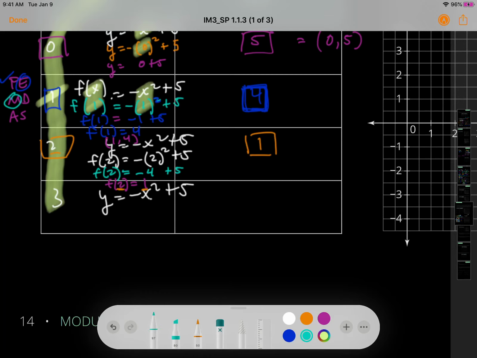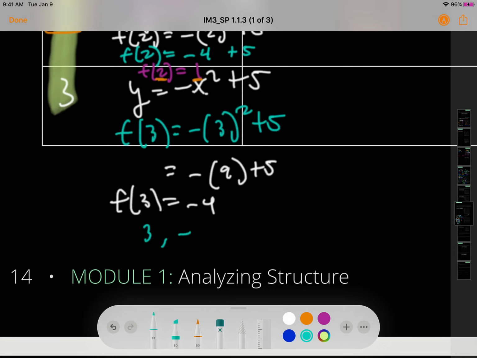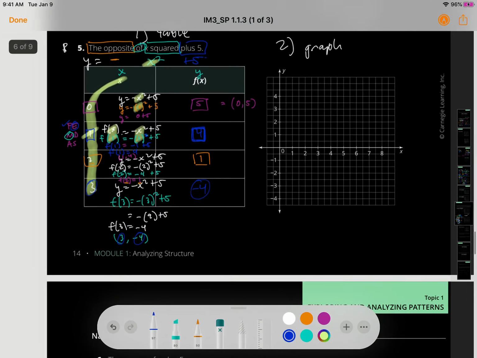All right, let's do it one more time. F of 3 equals opposite of 3 squared plus 5. So then I just simplify this. I'm going to get 9. Negative 9 plus 5 is negative 4. So f of 3 is negative 4. Remember, that's just a fancy way of saying 3 comma negative 4. So we already have the 3. Then my negative 4 goes over here. Okay, so that's my table of values.